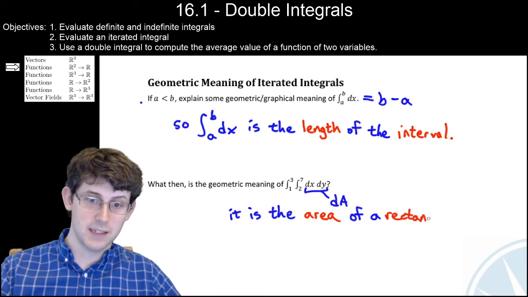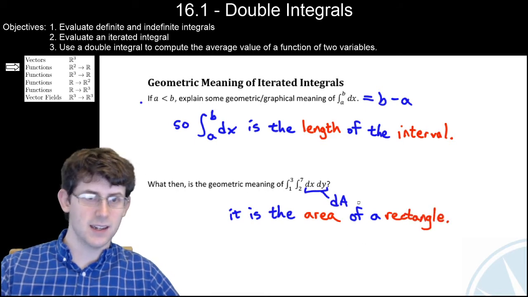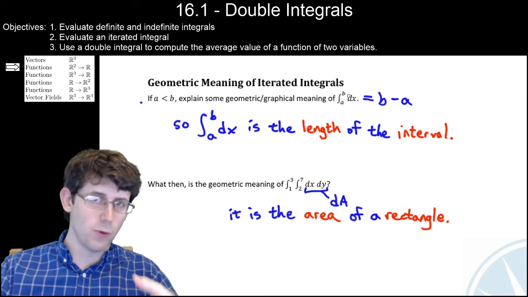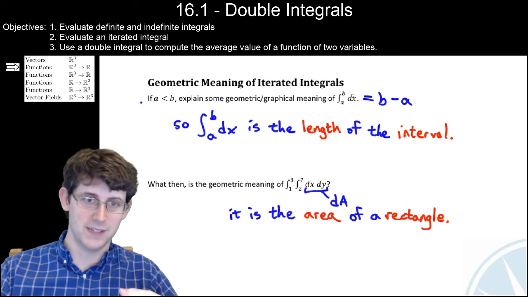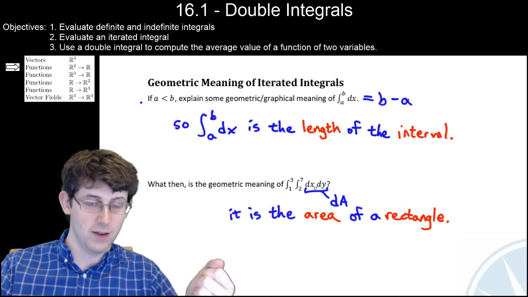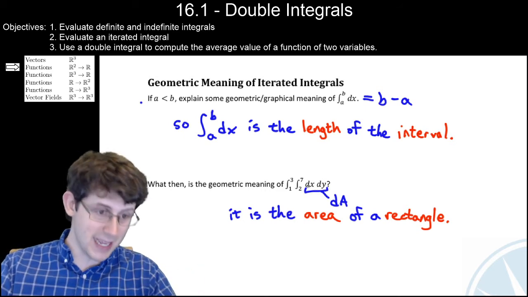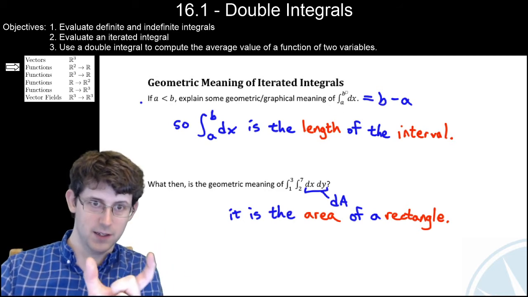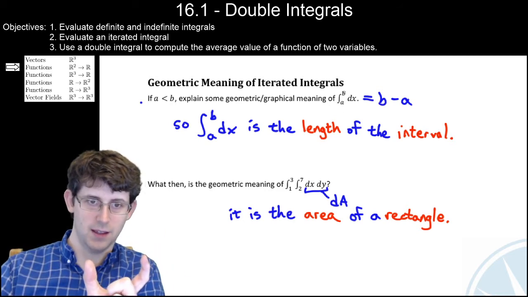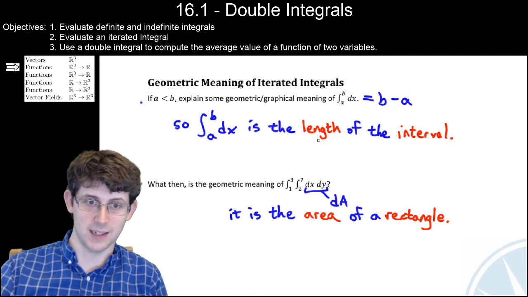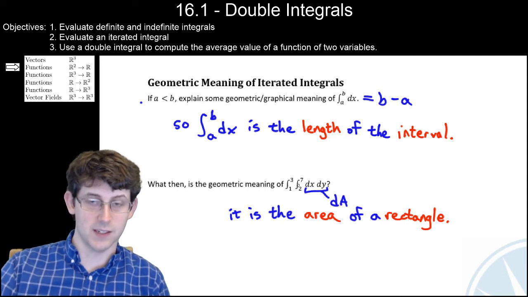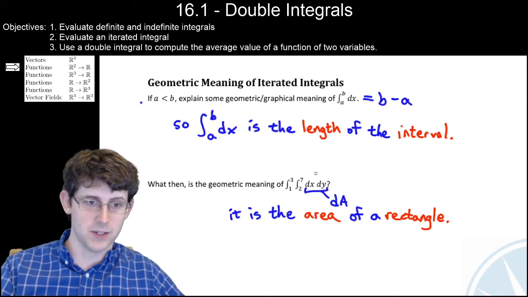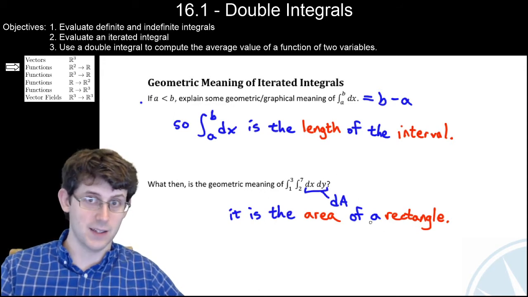In both cases, the reason I've changed the color like this, in both cases, when you take an integral and there's no function in there, it's just the integral of dx or the integral of dA, what you're finding is the size of the base of the integral. This integral is based over an interval. So this integral comes out to the size of that interval. This integral is based over a rectangle. And so this integral comes out to the area of that rectangle.